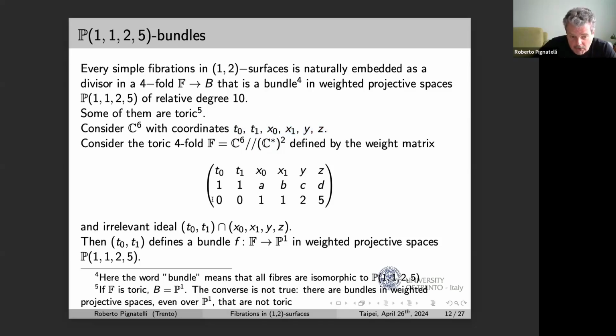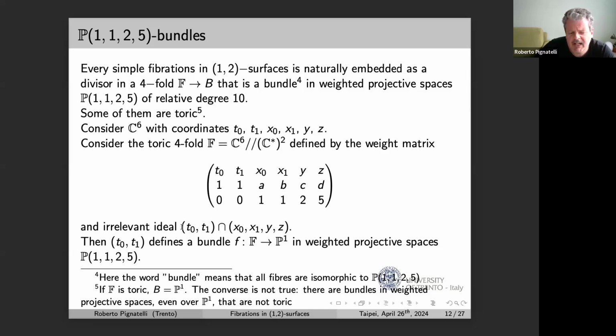In fact, the second torus here acts with weights 0, 0, 1, 1, 2, 5. So lambda times (t0, t1, x0, x1, y, z) is (t0, t1, lambda x0, lambda x1, lambda squared y, lambda to the fifth z). For the first action, I'm using weights 1, 1 on t0 and t1, and let me not be precise now about the weights of the other four variables, which will be specified better in the next slides. At this level, you can take any four integers, even negative, and what you get is a well-defined fourfold.